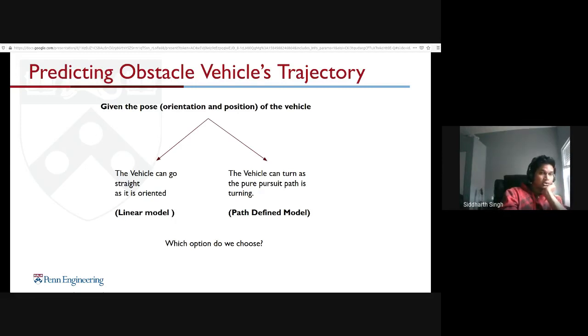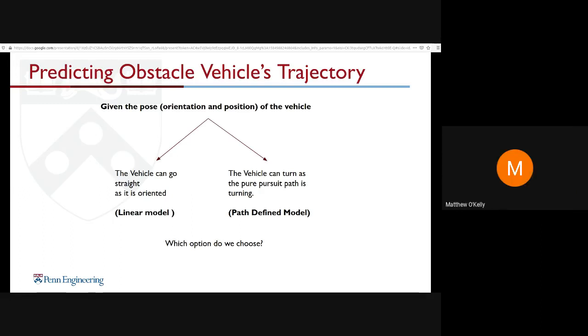Anybody else has any thoughts which option would be better? I'll chime in. Is there maybe another option that you could choose?